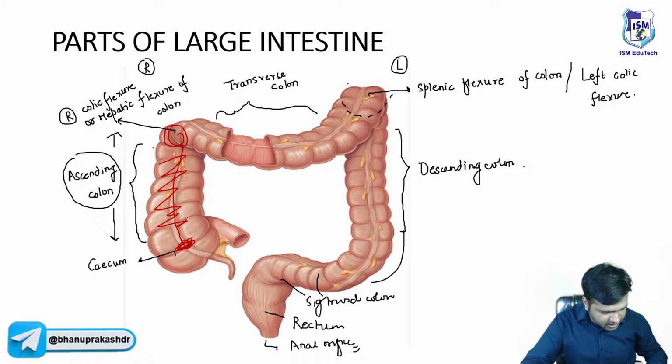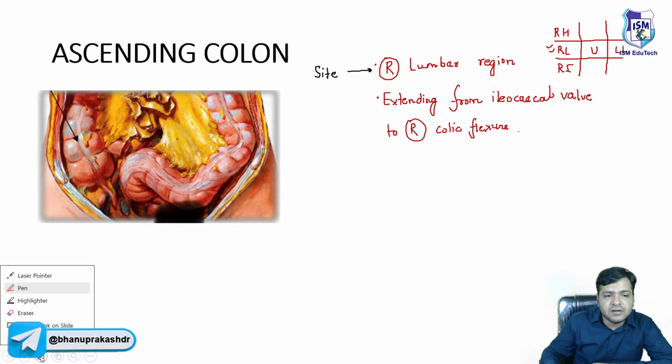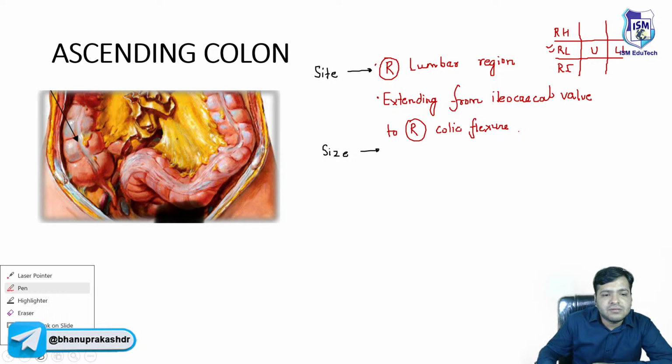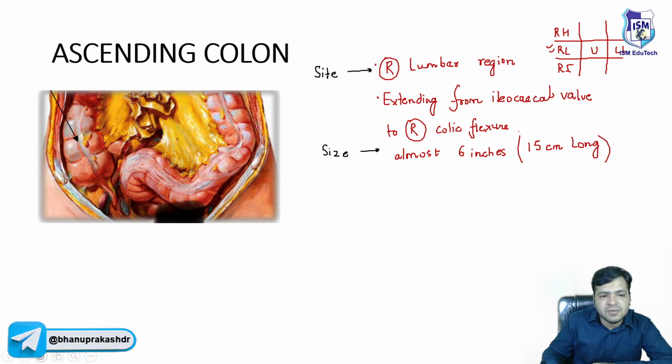This part is called the ascending colon, extending from the ileocecal valve to the right colic flexure. Very good. Now remember, what is the size of the ascending colon? It is almost 6 inches, or I can say 15 centimeters long.